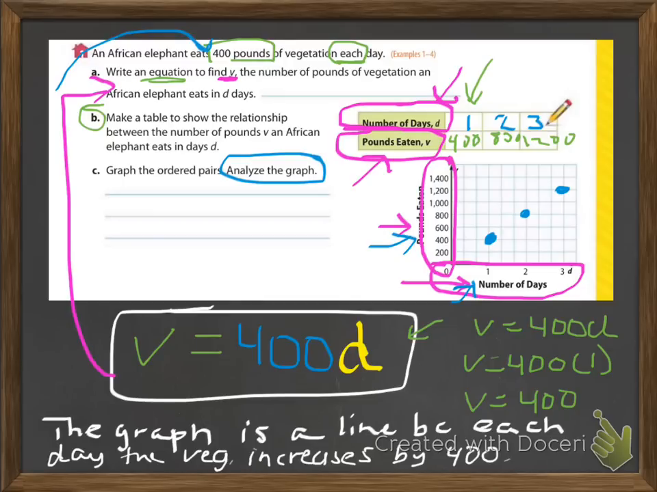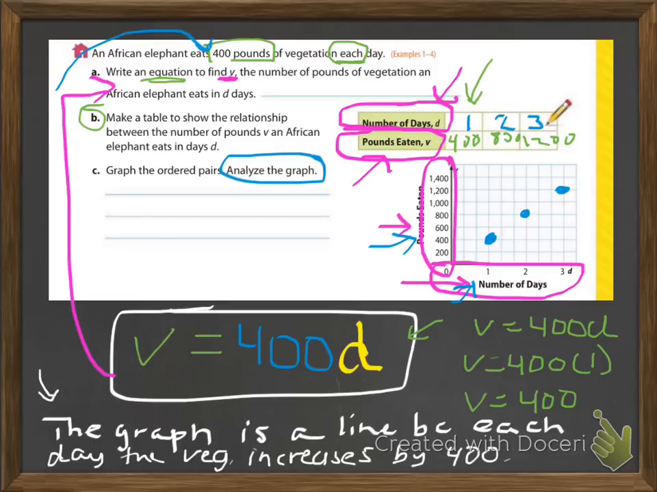All right, so right here I've written the explanation. The graph is a line because each day the vegetation increases by 400. So that's how you would analyze the graph. You would talk about the points being on the line, and that's because there is a consistent linear pattern, basically. So again, what you're going to say is the graph is a line because each day the vegetation increases by 400.